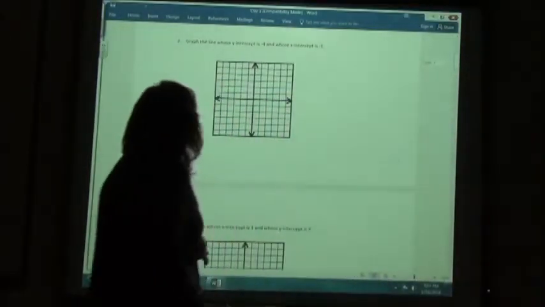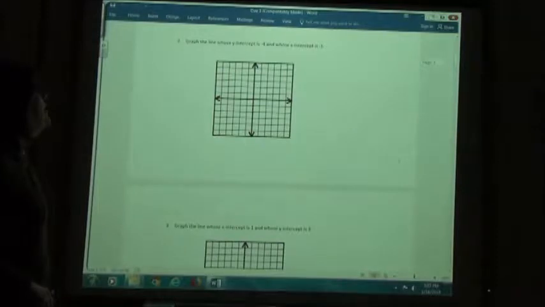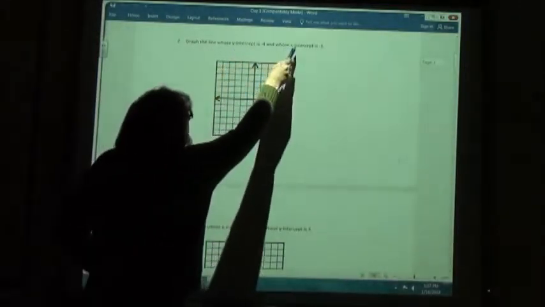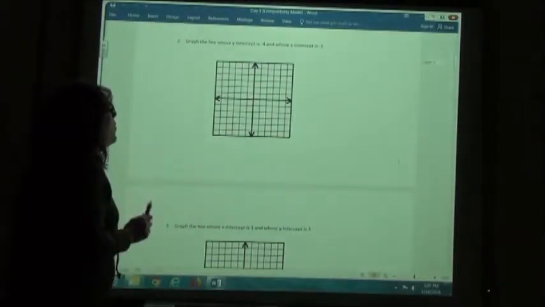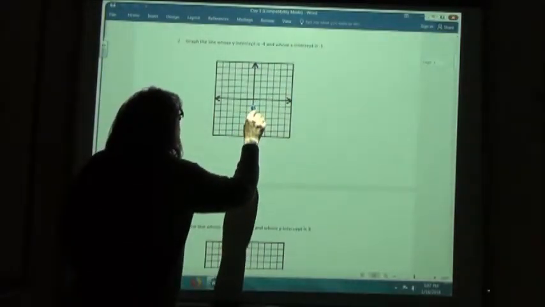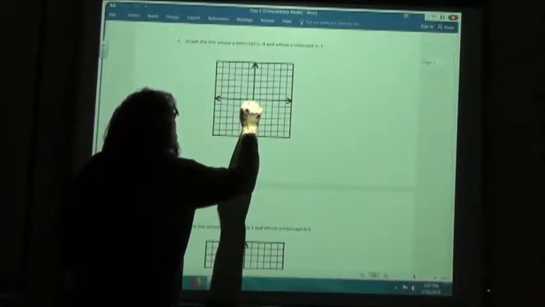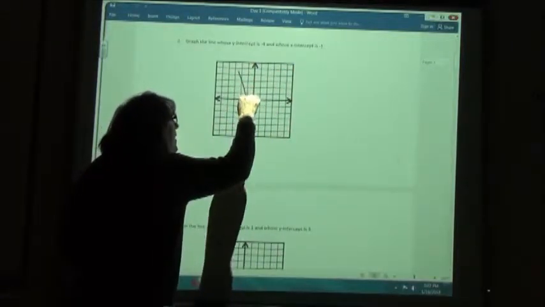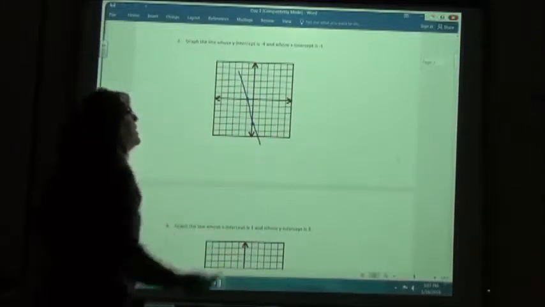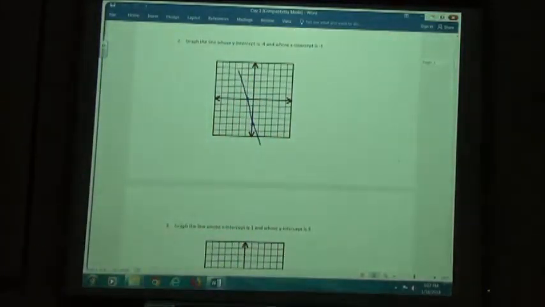Number 2 then, graph the line whose y-intercept is -4 and x-intercept is -1. Notice they switched it around to see if I was reading. So my y-intercept is at -4: 1, 2, 3, 4 down, and my x-intercept is -1. Again, I can connect my dots and draw my line.